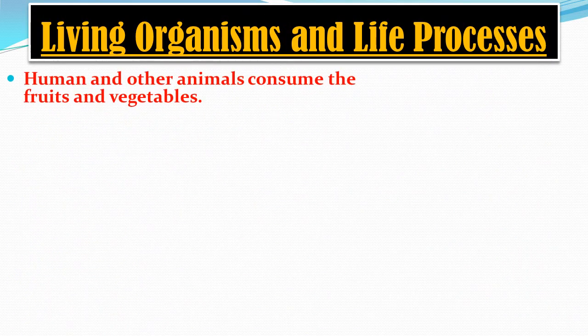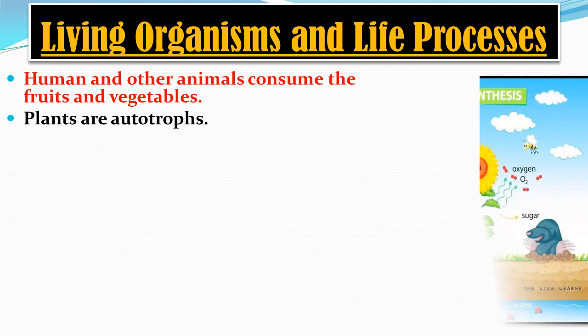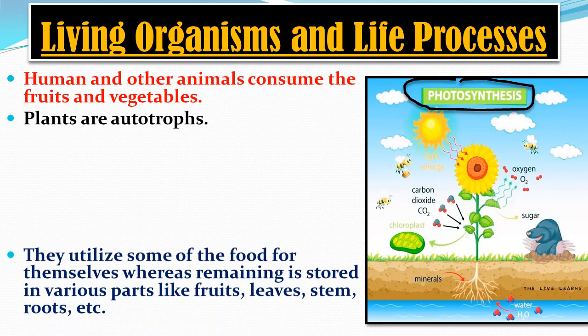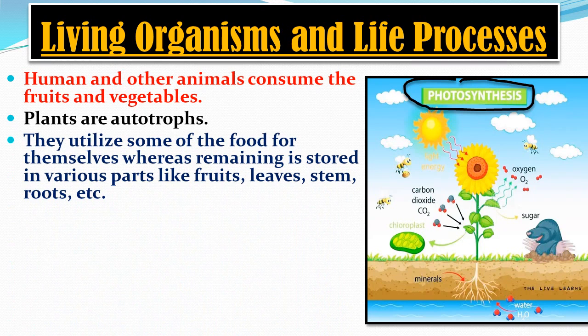Alright, humans and other animals consume fruits and vegetables, and plants are autotrophs. So humans and animals are dependent on fruits and vegetables, but plants are autotrophic. That means they produce their own food by the process of photosynthesis, using sunlight, carbon dioxide, water and minerals. That's why plants are called autotrophs. They utilize some of the food for themselves, whereas the remainder is stored in various parts like fruits, leaves, stems, roots, etc.